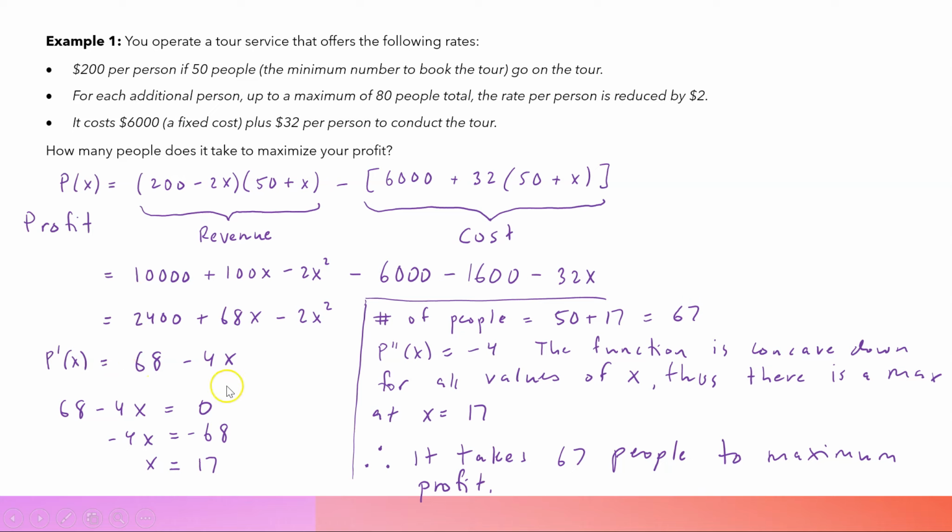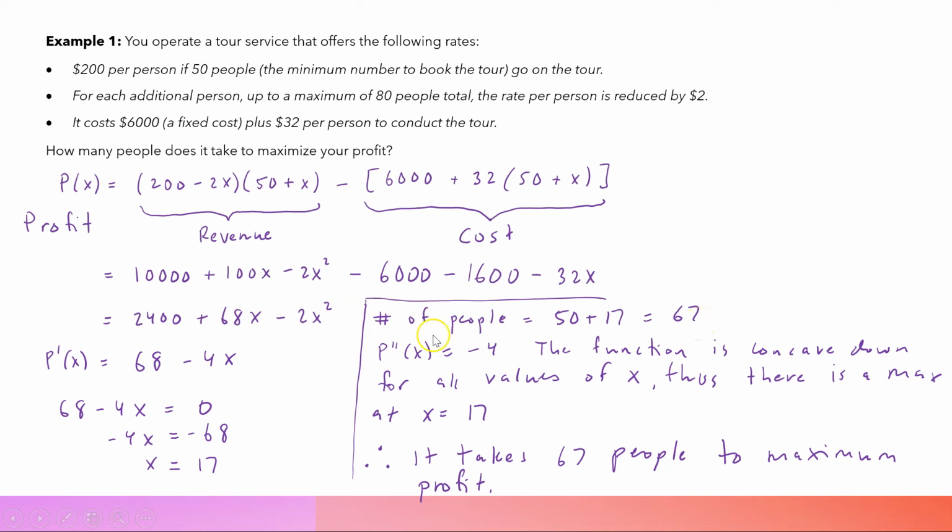Now, after determining the derivative, the next step is to set it equal to 0, since we are trying to find where there's a tangent to the curve that is horizontal, so when the derivative is 0. And so solving for x here, after setting the derivative equal to 0, we get that x is equal to 17. So the number of people that would go on the tour, and that would result in a maximum profit, would be 67.